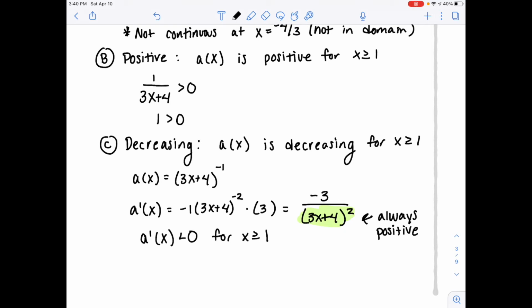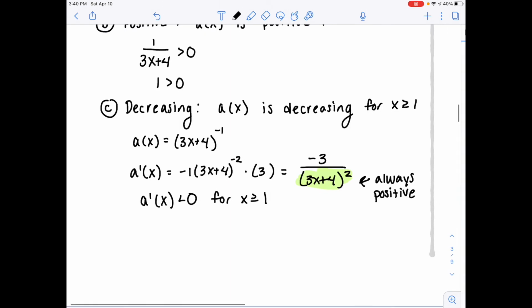So now that we have gone through all three of those conditions, I am already out of room.